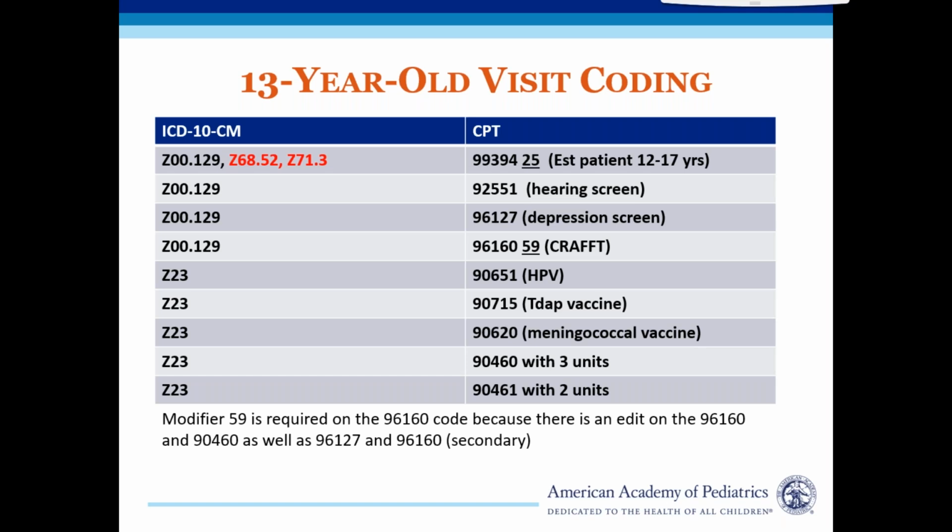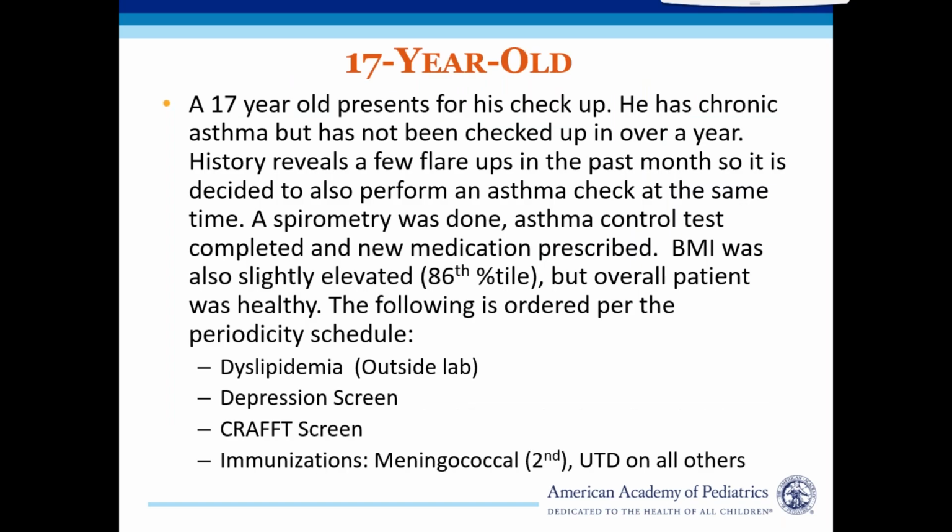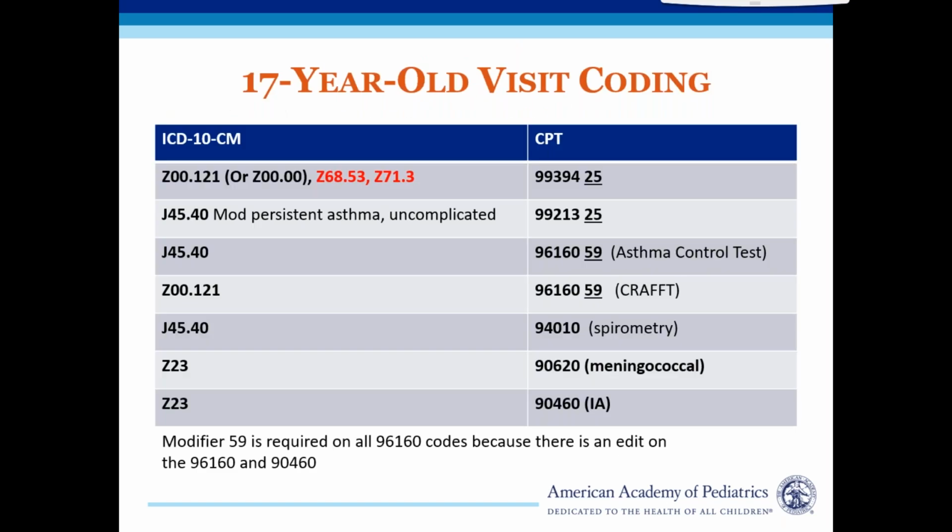on the administration part. So your 90460 with 3 units, because 3 vaccines were given, and the 90461 with 2 additional units for the Tdap, the additional components there. And I think this is our last one.